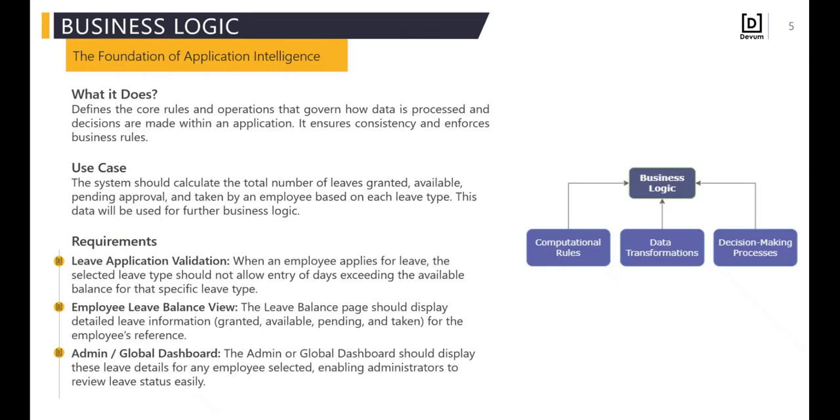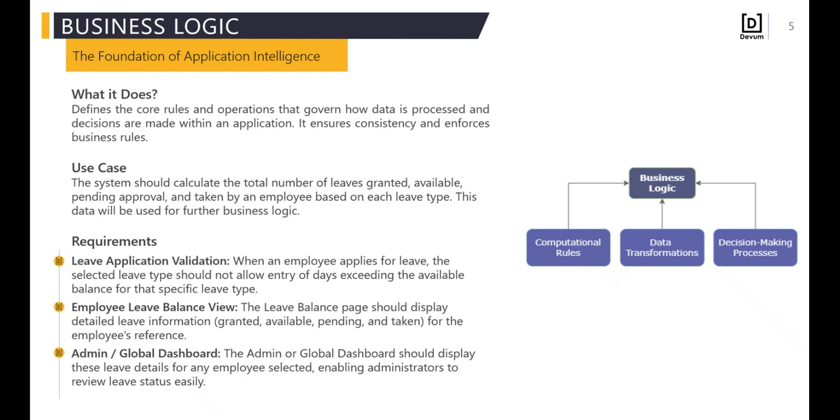Business logic. As we move into this section, let's talk about one of the most critical layers of any application. So, business logic is essentially the intelligence layer of your application. It defines how data should be processed and ensures every action follows the organization's rules consistently. Take a simple leave management example.